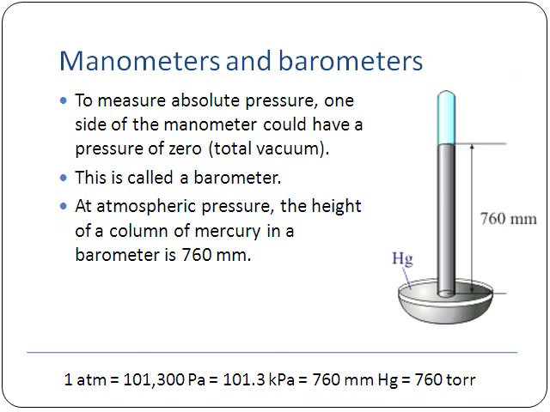So if I want to measure absolute pressure, the pressure at any one point, I want to basically set it up so that one side of the manometer could have a pressure of 0, the total vacuum like I said before, and this is a barometer. So over on your right, you can sort of see a picture of this.